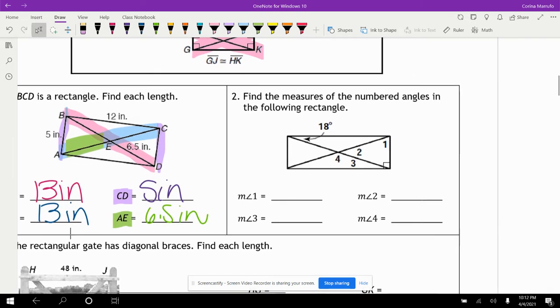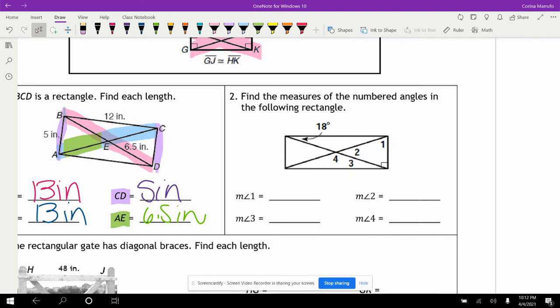All right, the next one says, find the measure of the numbered angles in the following rectangle. Okay, so here they tell us this is 18. We do know since this is a rectangle, this is 90 degrees. So if that's 18, this angle right here, which is angle 3, should also be 18. Okay, and then to find this other side, which is this side right here, since this one's 18, and we know that together they make a 90-degree angle, then I'm going to do 90 minus 18.